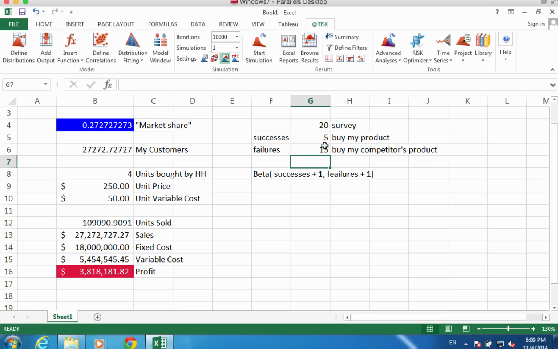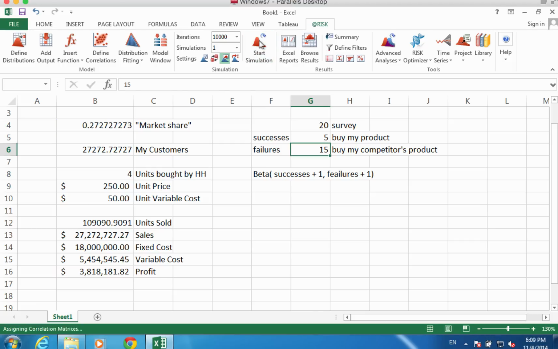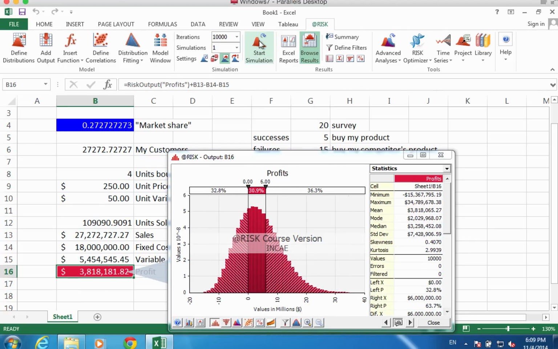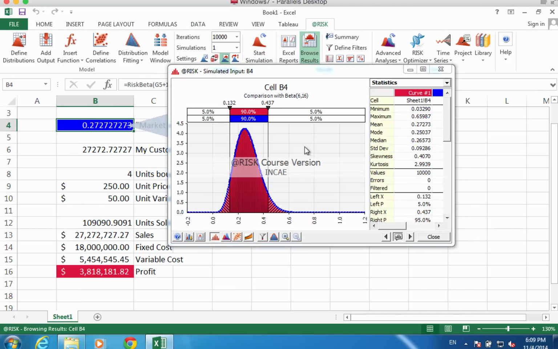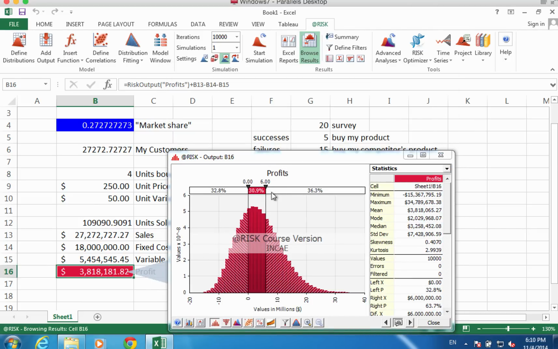Okay, let's check. Let's run the simulation now. Okay, we can check. So what are the things that can happen with the proportion? See, the uncertainty increases. If I have a survey that is based on fewer people, the uncertainty is bigger about the parameter market share. And the uncertainty has to be bigger too about profits. So what's the probability that I lose money? 32% versus 18% before. What's the probability that I make more than 6 million? 36%. Okay?